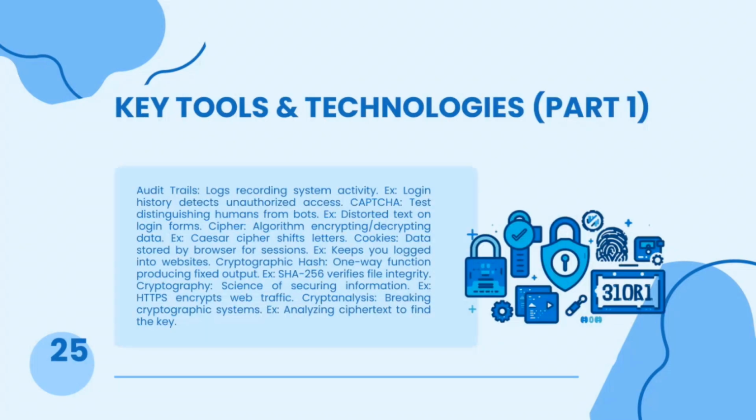Let's explore some key tools and technologies that keep our digital world secure. Audit trails are like a diary for systems. They log activity, helping us spot unauthorized access, like tracking login history. CAPTCHA tests protect us from bots by asking users to identify distorted text. Ciphers are algorithms that scramble data, like the Caesar cipher shifting letters. Cookies store information in your browser, keeping you logged in across sessions. Each plays a vital role in safeguarding information.